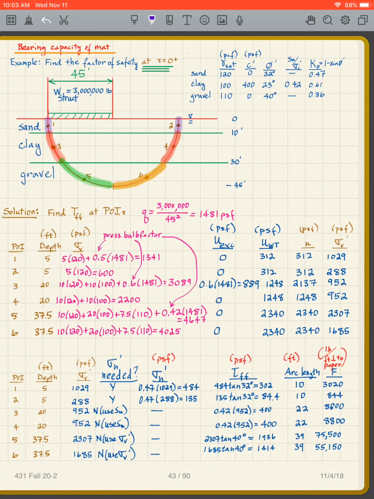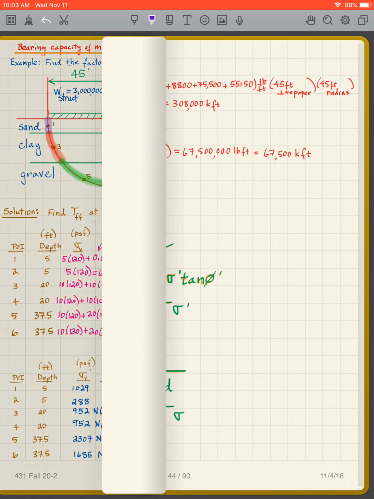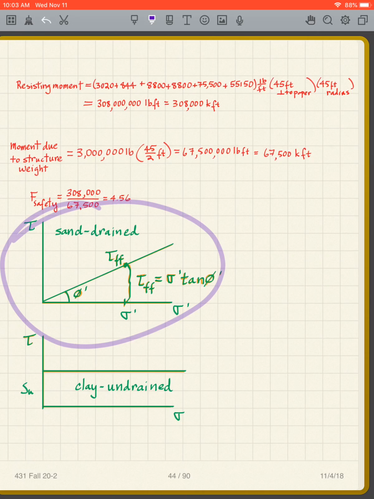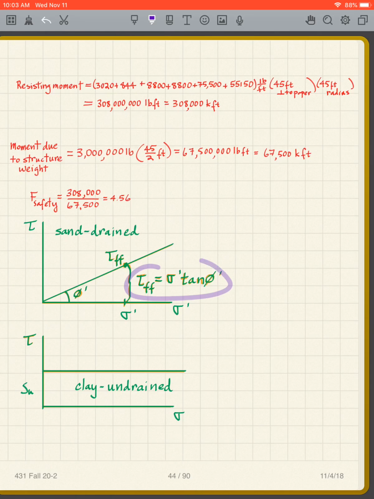And how do we get it? Well, we're going to use our failure envelope. So if you remember, the failure envelope for sand drained is what? Looks like that. That means that my tau FF is sigma prime tangent phi prime. It's sigma prime tangent phi prime, but it depends on that sigma prime could be sigma prime H or it could be sigma prime V, depending on the orientation of our failure plane. So sigma prime tangent phi prime for the sand and gravel.